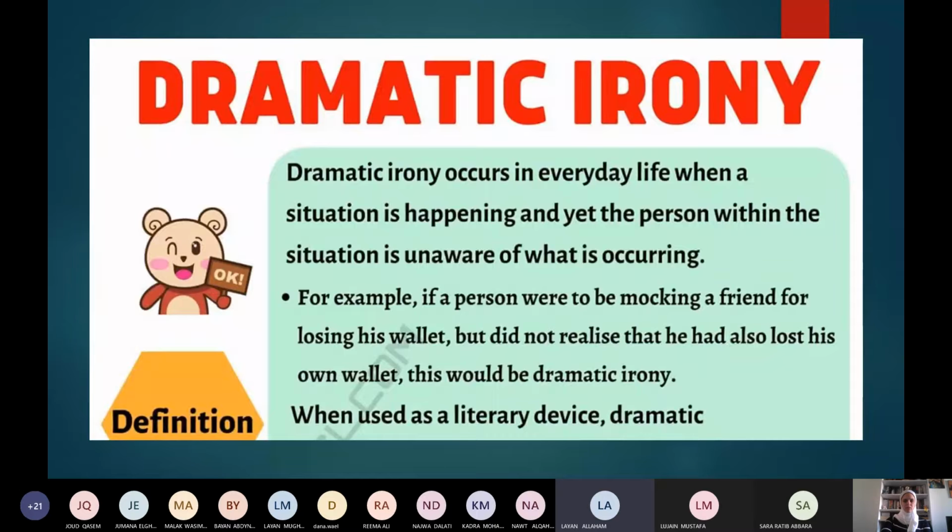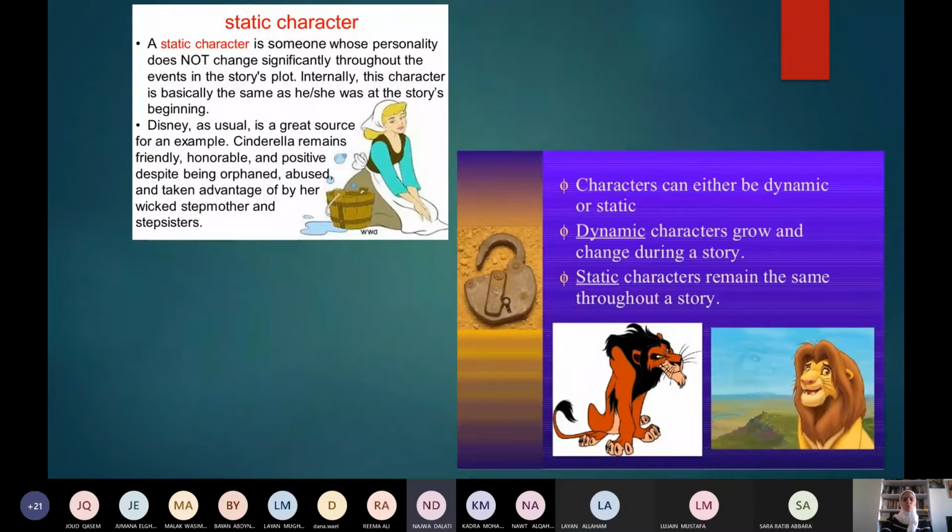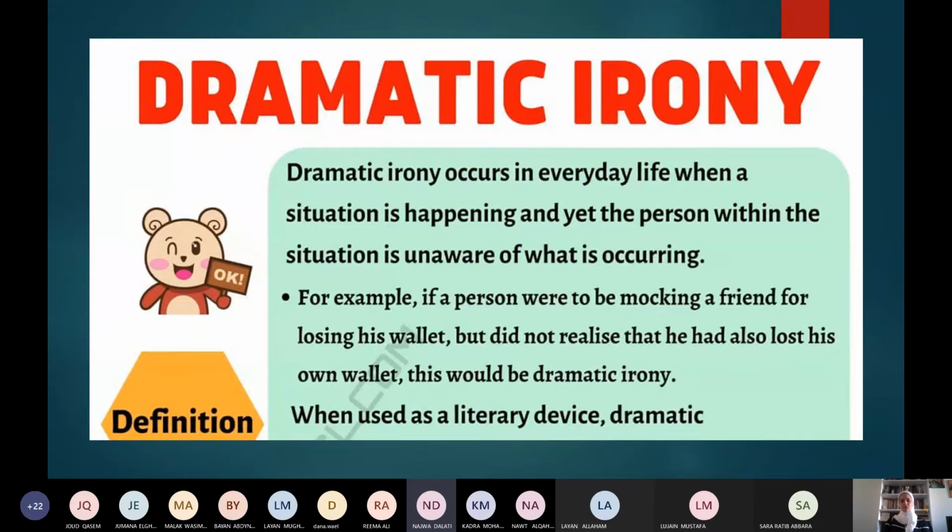Okay, so now we are done with this, right? Then as we said, in this chapter we will analyze dramatic irony. We said before that in irony, we have three types. What is verbal irony, Sarah? It's when the narrator says something, but it's the opposite. Yes. And then we have situational.